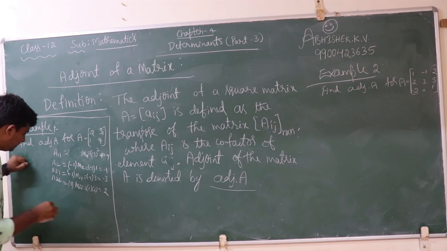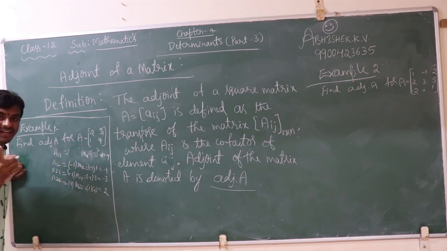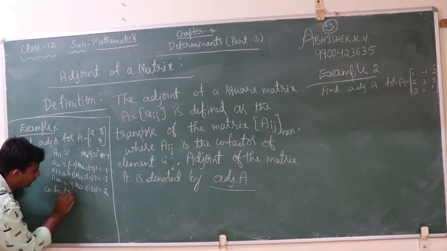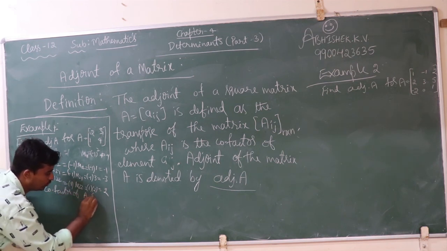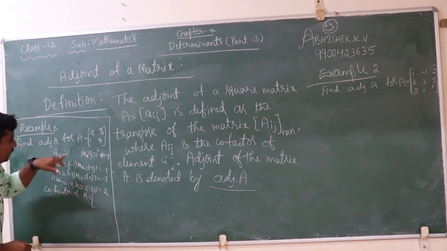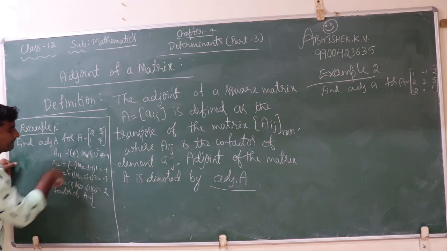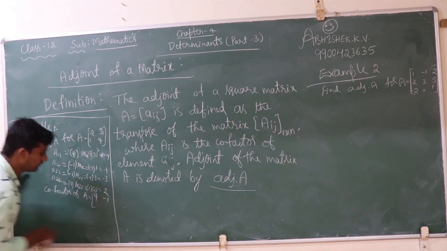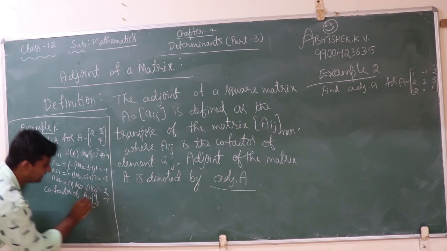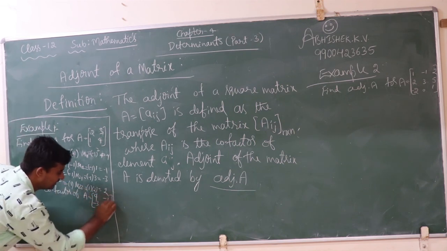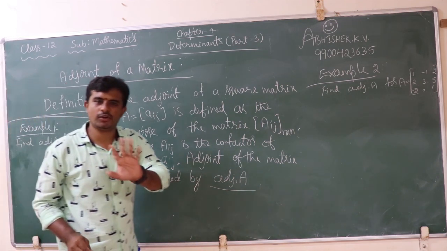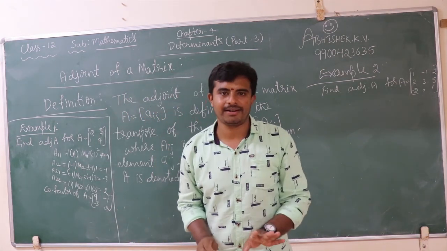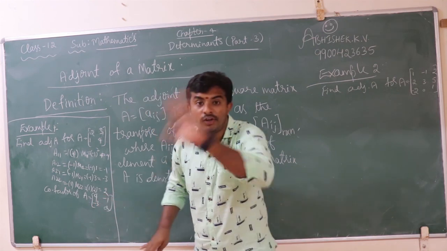Then you need to write the adjoint A. To find the adjoint, we need to find the cofactor first. The cofactor of matrix A is: what is the cofactor of A11? A11 is plus 4. A12 is minus 1. A21 is minus 3. A22 is 2. This is the cofactor. We need to find the cofactor for each element by multiplying minus 1 to the power of i plus j with the minor. This is the cofactor for all the elements.